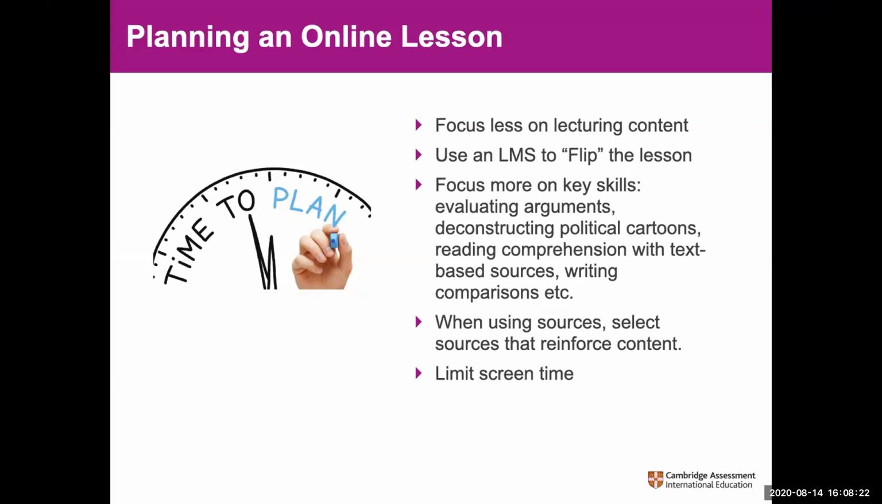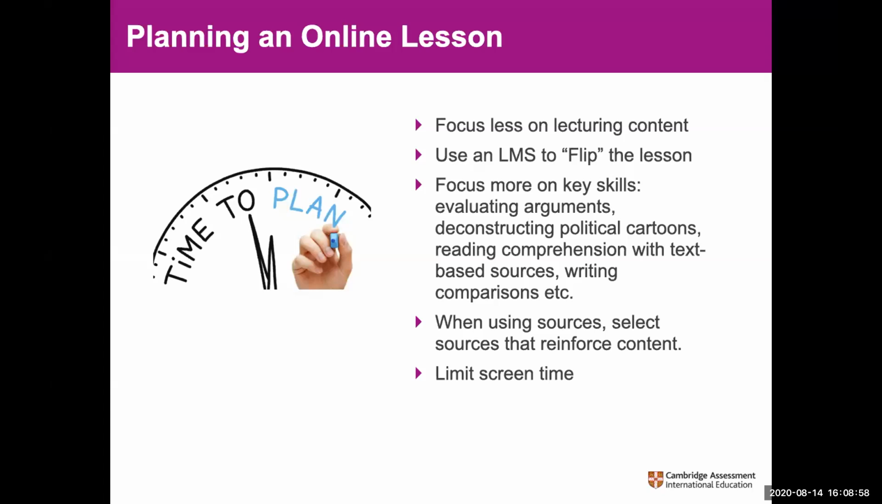Now, in regards to flipping the lesson, what we're really looking at here is that students come to your online lesson already prepared. They previewed material, and now in the lesson, we'll be able to connect that to some key skills that they really need to improve on in order to be successful in the Cambridge assessments. This is going to lead us to the next point, which is to focus more on key skills, okay? Now, I gave you a few examples here, such as evaluating arguments, deconstructing political cartoons, reading comprehension with text-based sources, or even writing comparisons, okay?